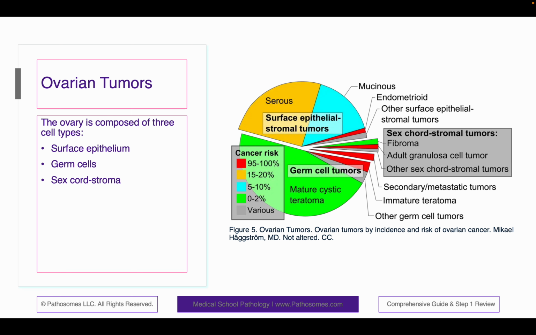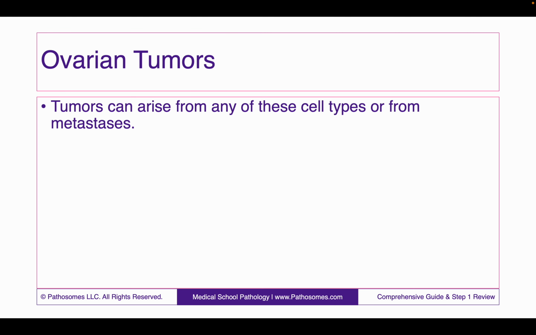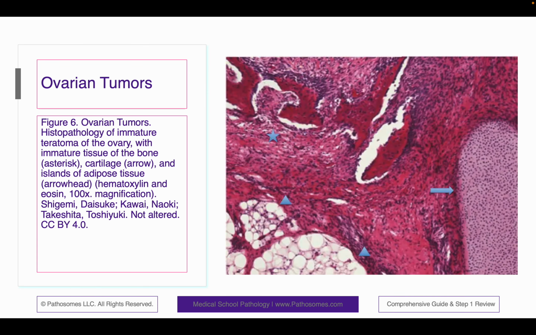We can have serous tumors. We can have surface epithelial stroma tumors. We can have germ cell tumors. We can have mature cystic teratomas with teeth and hair. Tumors can arise from any of these cell types, or even form metastases, start invading local structures, traversing throughout body cavities, becoming so enlarged that a patient may even think that they're pregnant. Yes, very large.